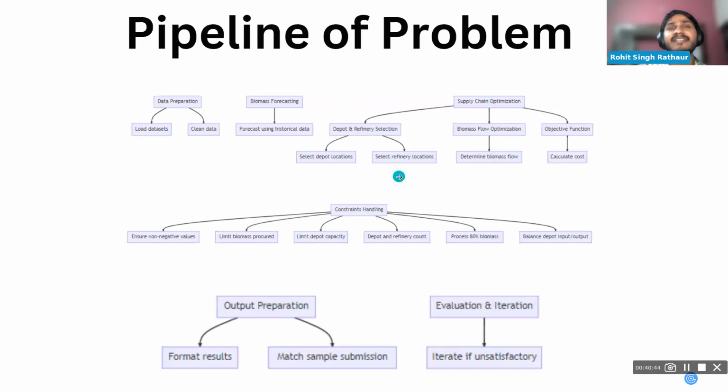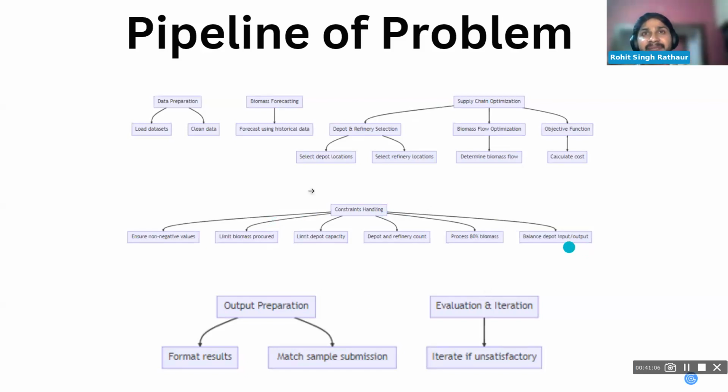Before moving to the second part of the problem, I will explain the pipeline of the problem. It is all about data preparation, and then biomass forecasting, and then after forecasting, the supply chain optimization.